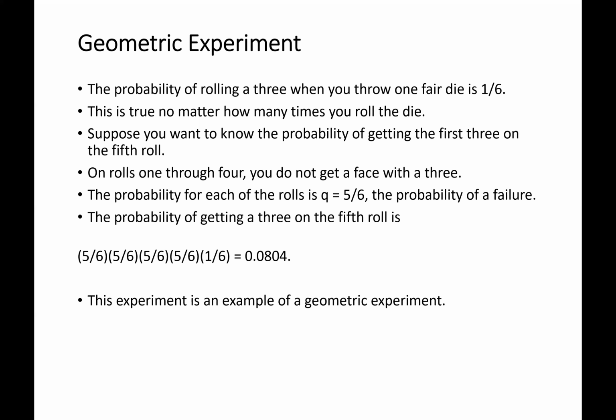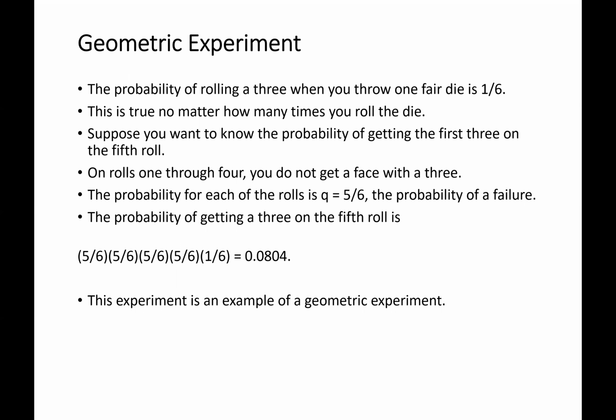So suppose you want to know the probability of getting the first 3 on the 5th roll. On rolls 1 through 4, you do not get a face with a 3. You get some number other than 3. So the probability for each of these rolls is Q, 5/6, because there are 5 outcomes that are not a 3. That is the probability of a failure.